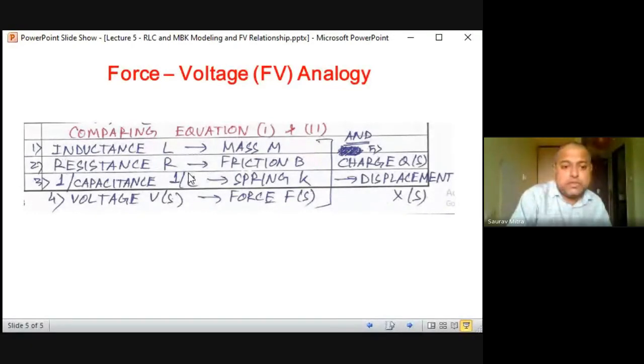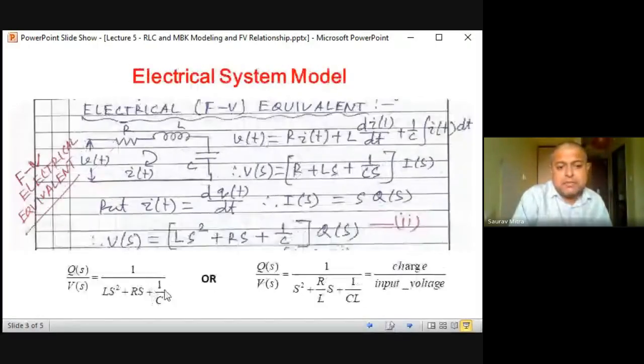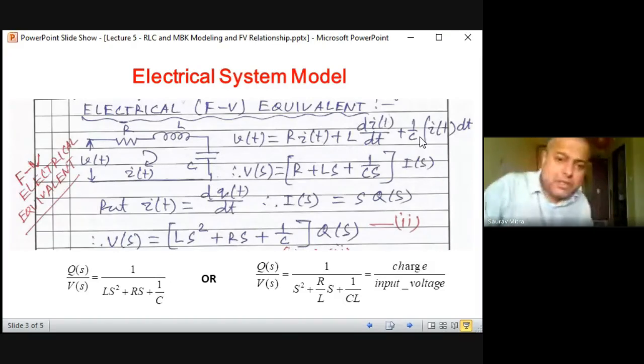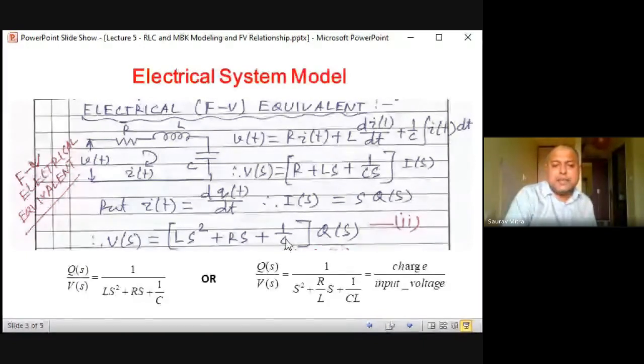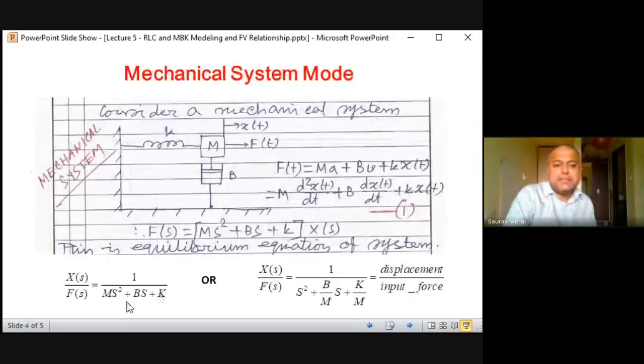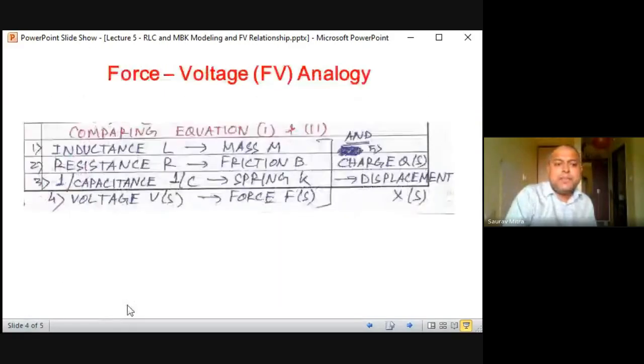So if you see the transfer functions, here it is ms square plus bs plus k. But for the electrical system, it is 1 by C, because we know where 1 by C comes from. It is 1 by C integration of i(t) dt. It is not C integration of i(t) dt, it is 1 upon C integration of i(t) dt. And because of integration of i(t), it becomes 1 by Cs. So that s gets cancelled with the s here, and it becomes 1 by C. So for the electrical system, it is Ls square plus Rs plus 1 by C. For the mechanical system, it is ms square plus bs plus k.